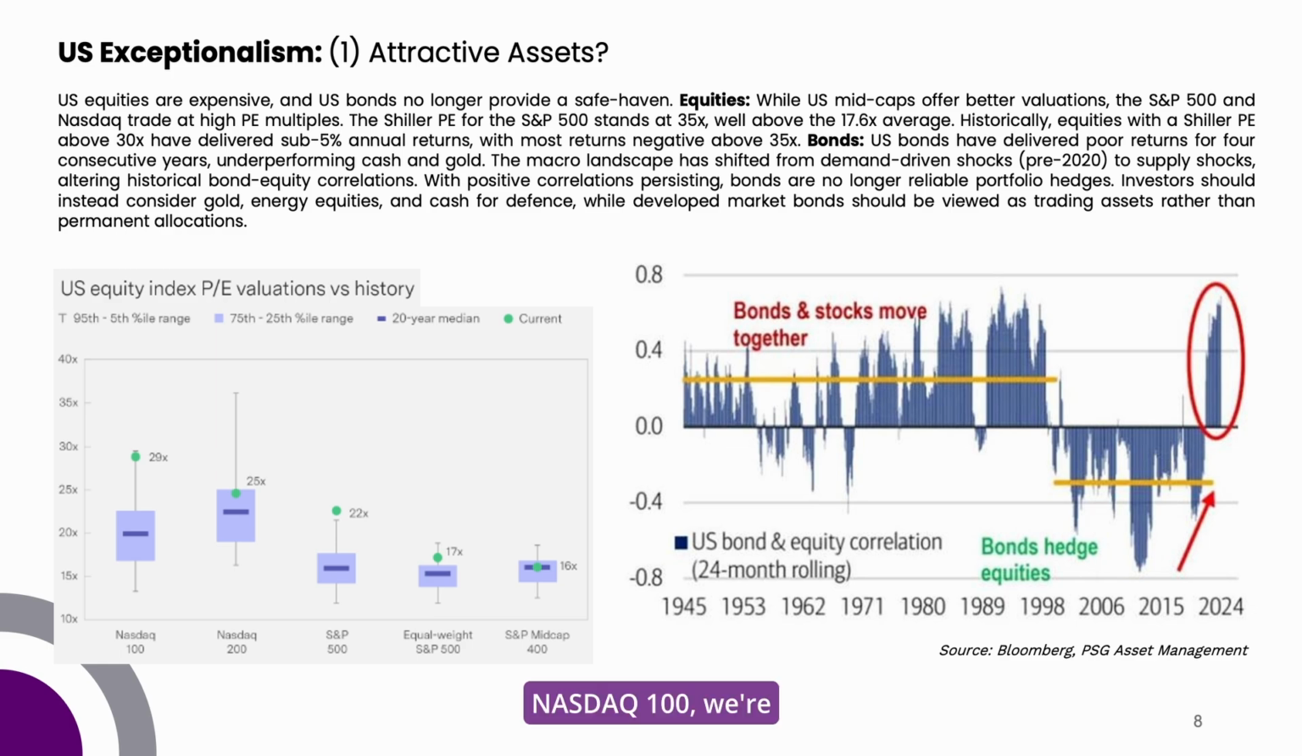NASDAQ 100, we potentially see below 5% returns over the next 10 years. Whereas the mid-cap shares, the S&P mid-cap, is pretty much on average.